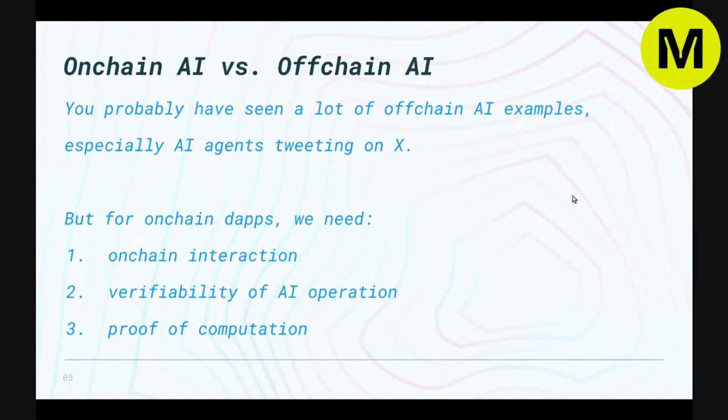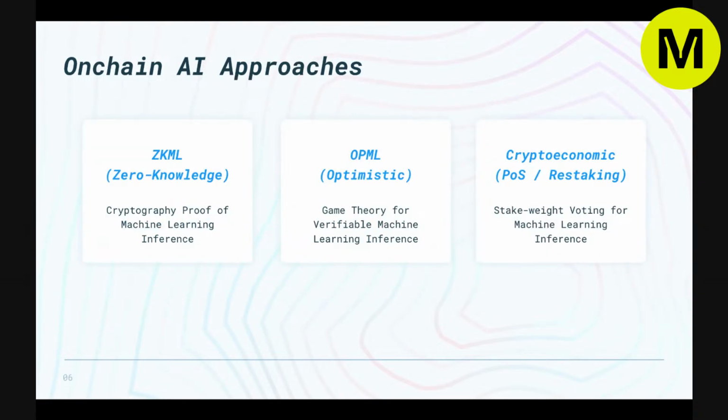And for enabling AI to be on chain, we also need these types of tools, or need to fit all these characteristics to make sure that this thing is equivalent to a smart contract. And for enabling this on-chain AI, we actually have seen a lot of these approaches, and let's get to it one by one.